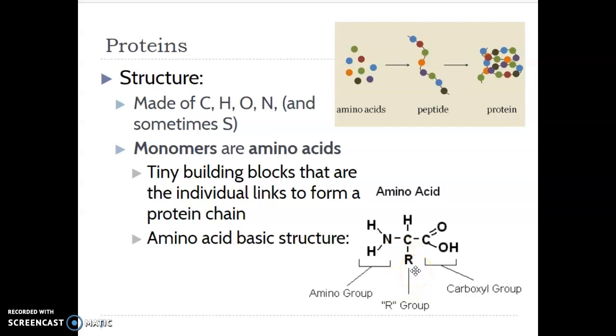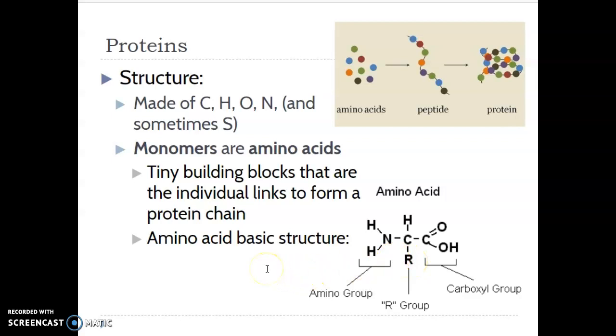And the letter R is not an element. It's not on the periodic table. R just stands for variable. It means that it can change. There are 21 different varieties of amino acids that naturally occur that we use to make proteins. And you can plug just about anything into that spot, and it's still considered an amino acid.